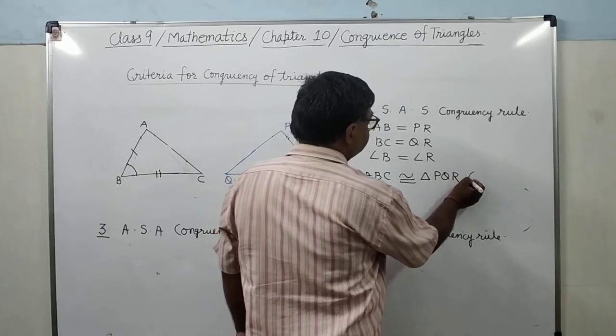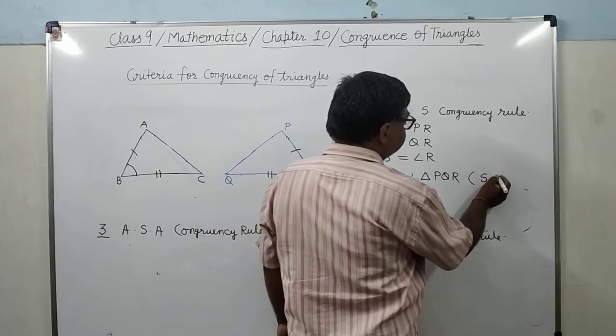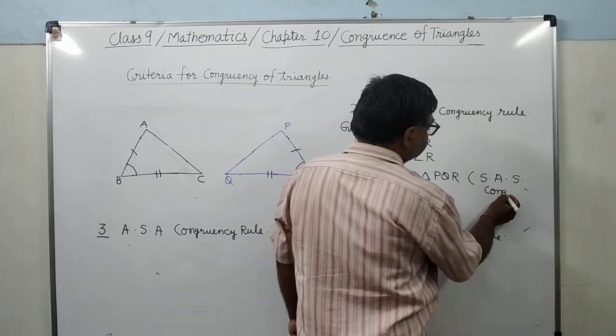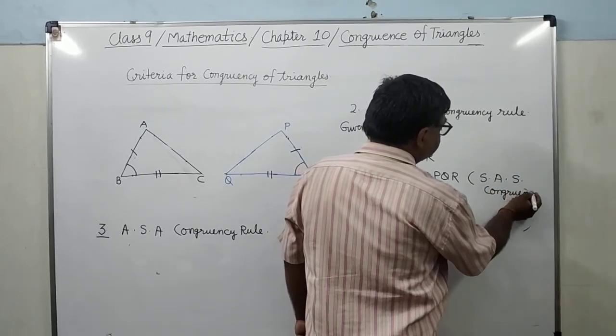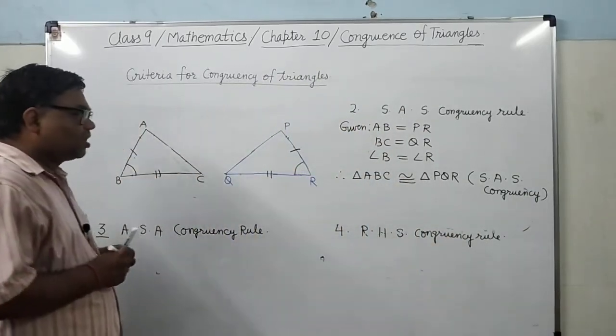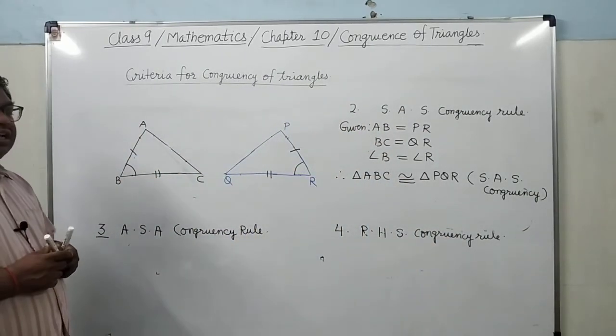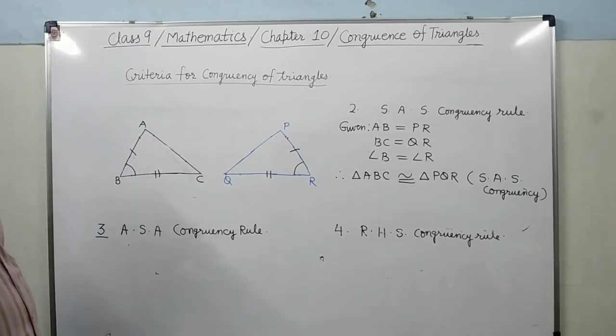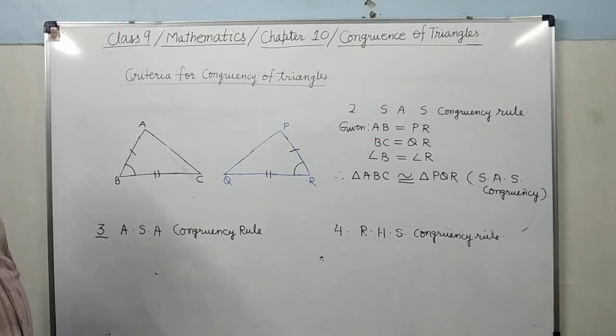It's clear. Here SAS congruency. SAS congruency. It's clear. Now see here, what are the leftover parts? In the leftover part, one side is left and two angles are left.